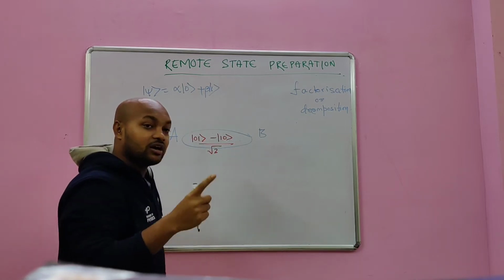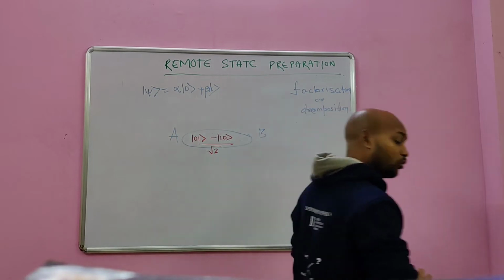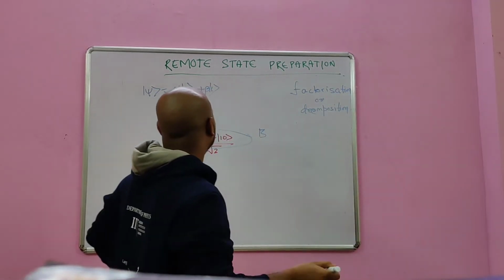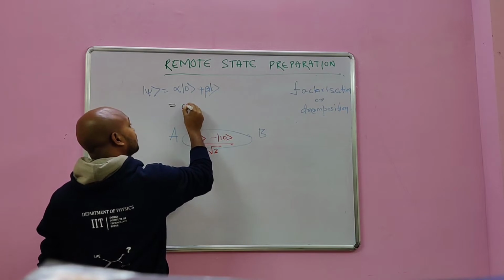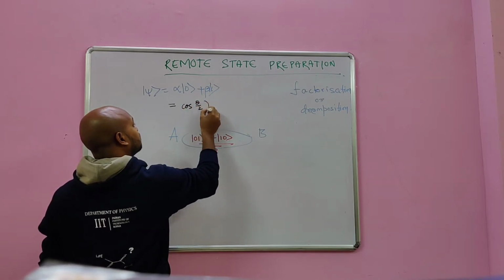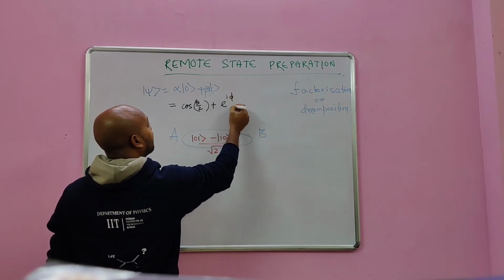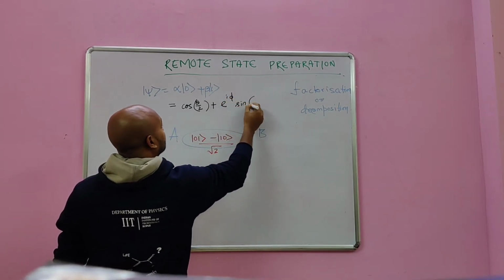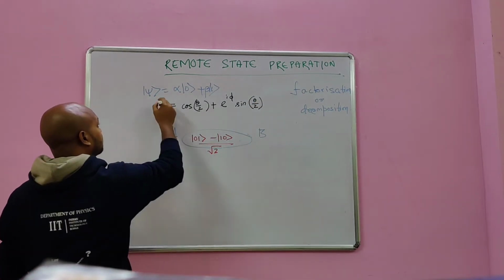There is even a more general form of qubit, which is perhaps the most general form of a qubit, and you should know it. That is written in the following fashion: cos theta by 2 times 0 plus e power i phi sin theta by 2 times 1.